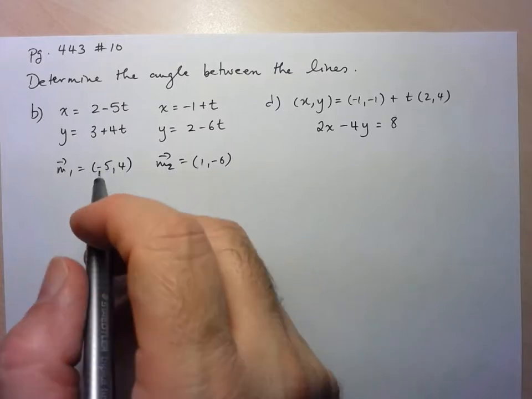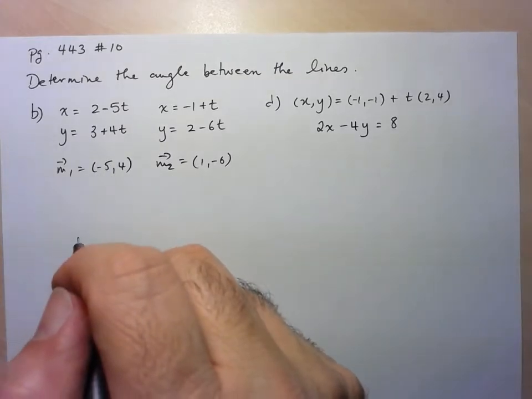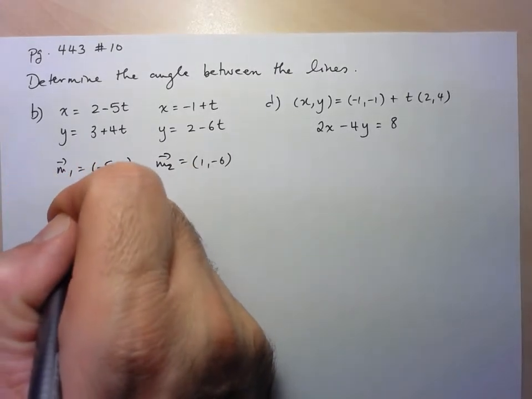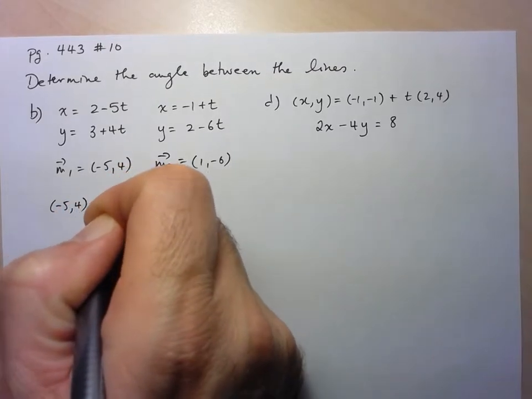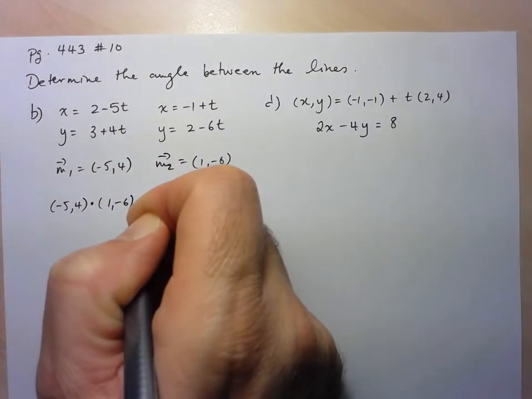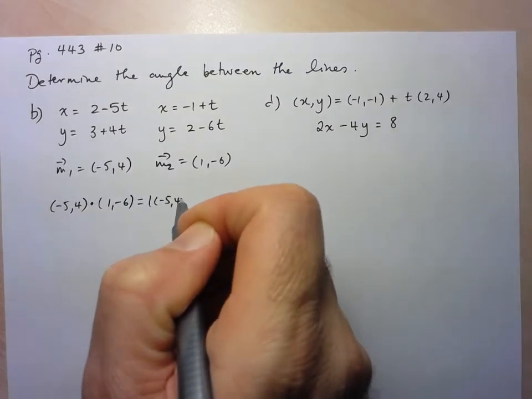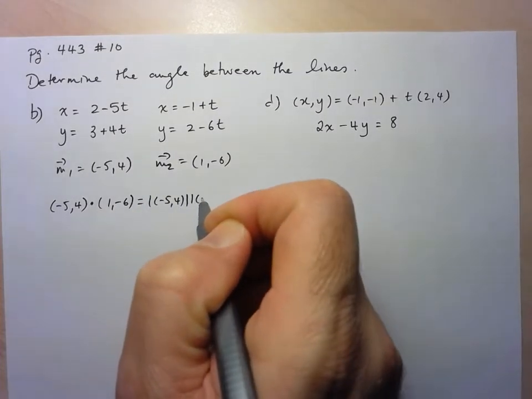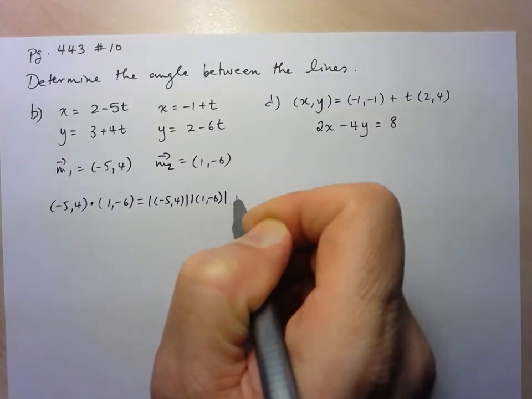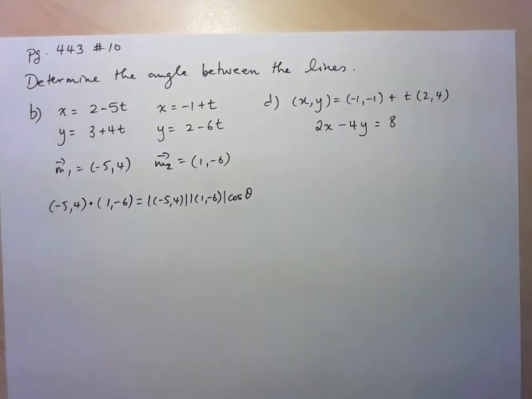The best way to find the angle between two vectors is to use the dot product. So I'm going to take negative 5, 4, dot it with 1, negative 6, and we know that that's going to be equal to the magnitude of the first times the magnitude of the second times the cosine of the angle between them.